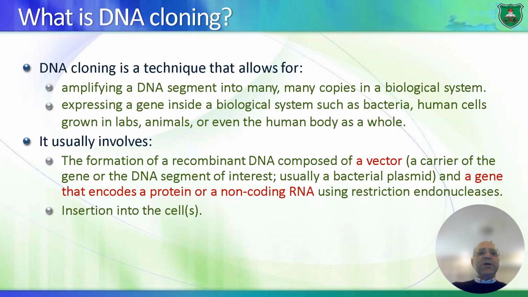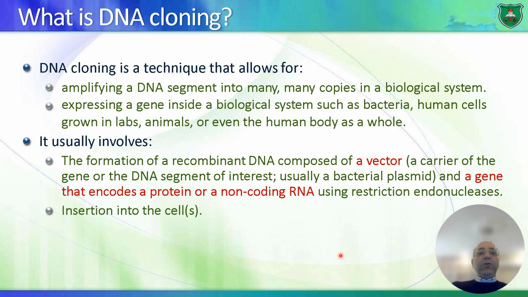So let's talk about DNA cloning. Okay, let's define DNA cloning. DNA cloning is basically a technique that we use to make many copies of a piece of DNA. And we use a certain biological system for that. Now, we can use bacteria mainly. We can use yeast as well because they're easy to manipulate, they are easy to handle. Or we can do DNA cloning on human cells in culture, in laboratories, that is.